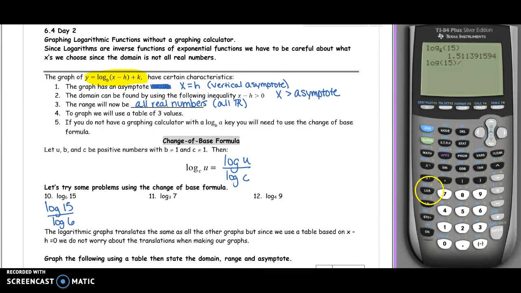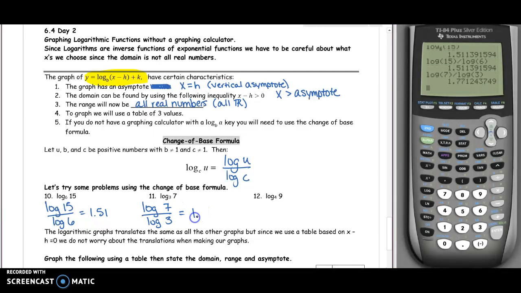Wow. What's the point of that? Notice you get the same decimal that we did when we did log base 6 of 15. So if you're working with a calculator that doesn't have that fancy log base whatever feature, you can still do logarithms. So try number 11. We would do log of 7 divided by log of 3. Did you get 1.77?